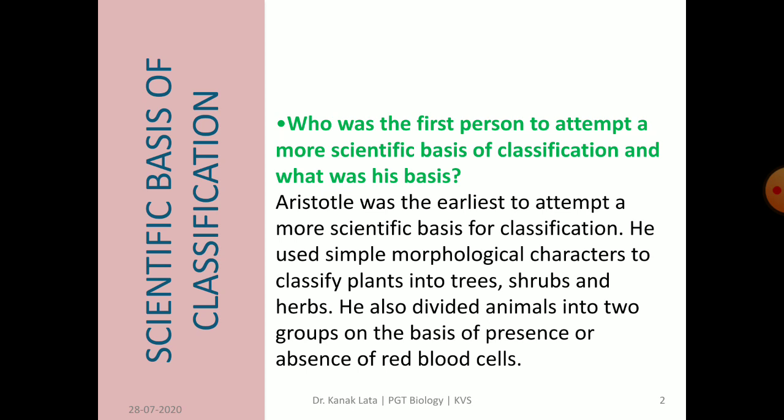He also divided animals into only two groups. That was based on the presence or absence of red blood cells in the living organisms. So what was the classification based on? Presence or absence of red blood cells in the living organism. So he classified animals into two major groups and plants into three major groups.